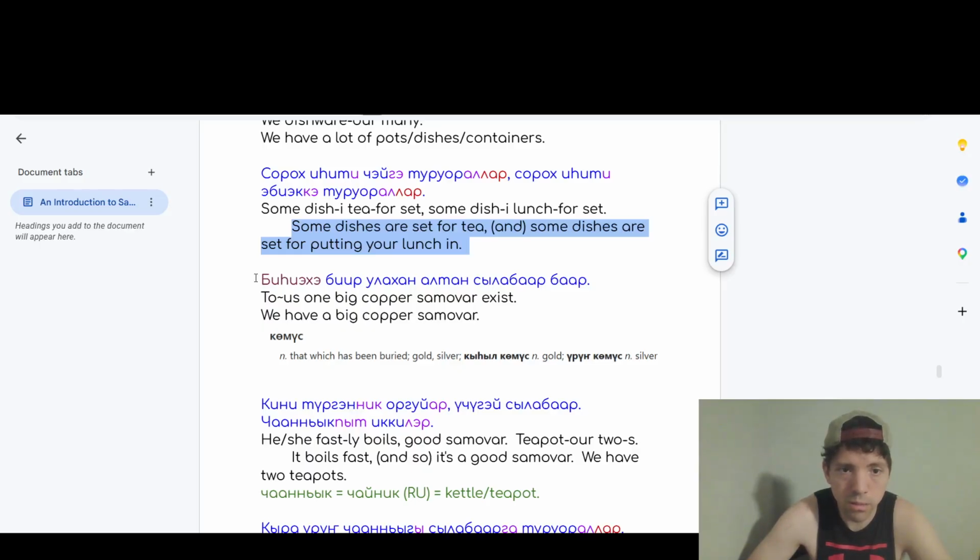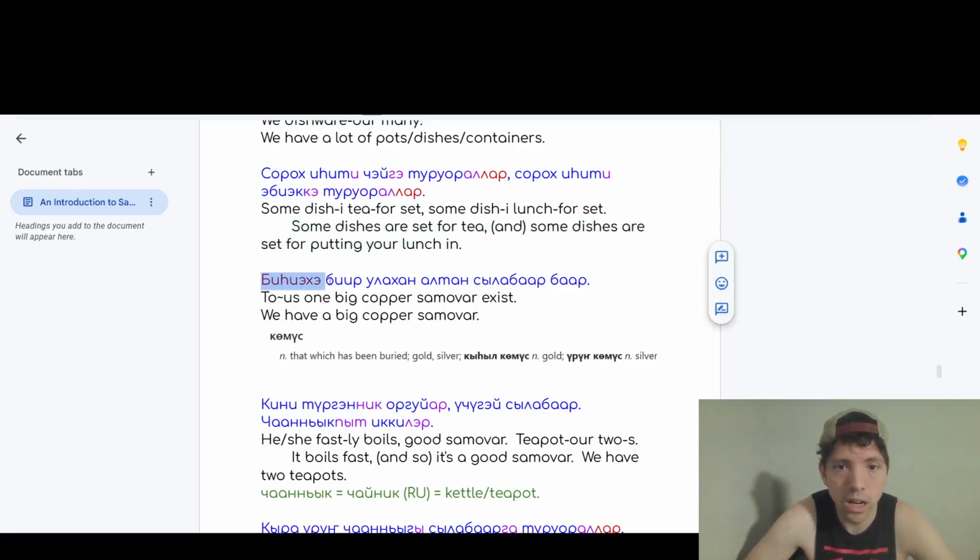For the sake of time, as I said last time, I'm going to just read through. I'm not going to go into a lot of detail. But if you have questions, please comment down below. Bihiche, bir, ulahan, altan, salabar, bar. We have a big copper samovar.